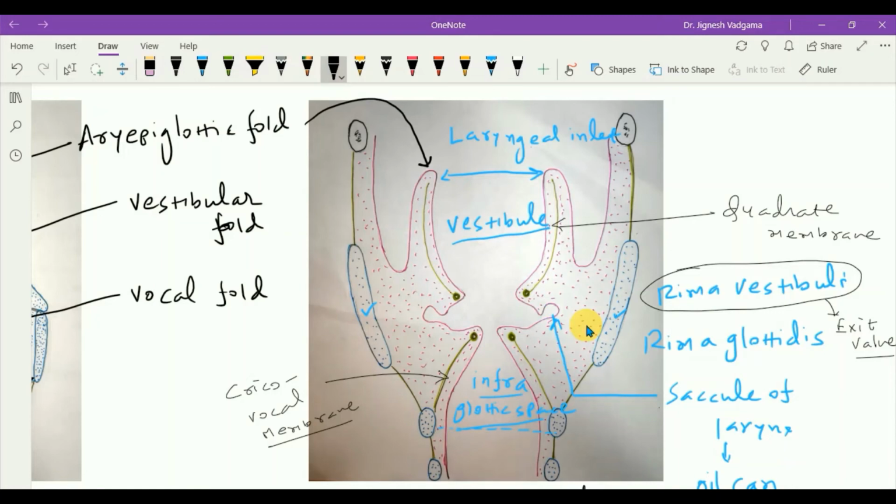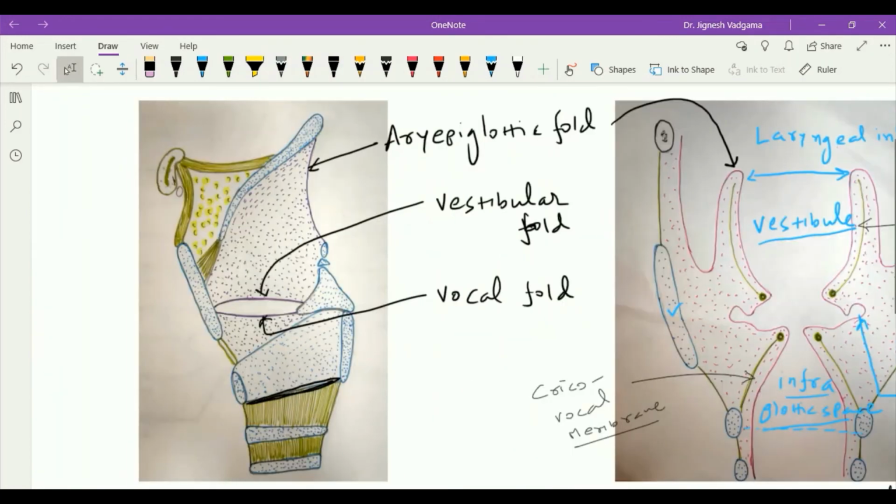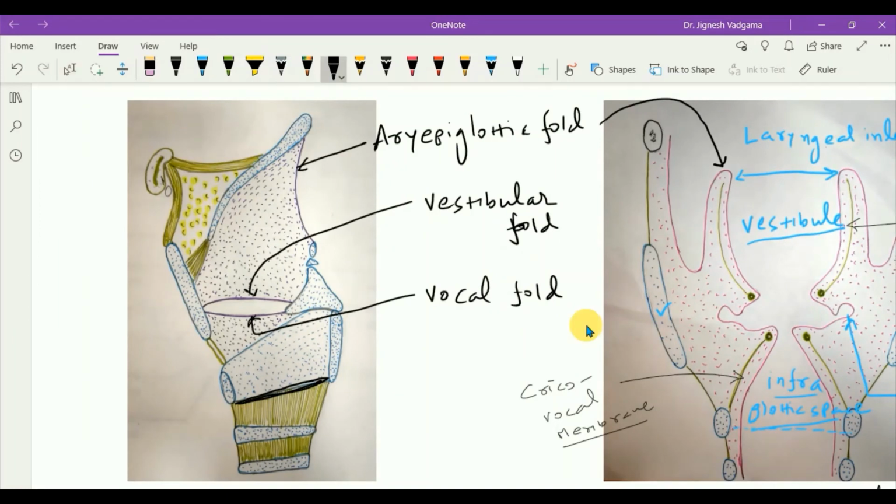the rima glottidis. The other name of the rima glottidis is only glottis. And this rima glottidis is the narrowest anteroposterior cleft in the laryngeal cavity, and it is lined by non-keratinized stratified squamous epithelium. In case of the sagittal diameter, here this is the sagittal diameter of the vocal fold. It is around 23 mm in case of males, while 17 mm in case of females.